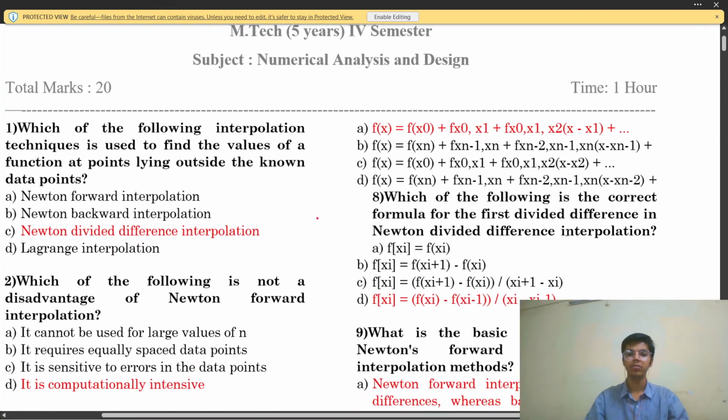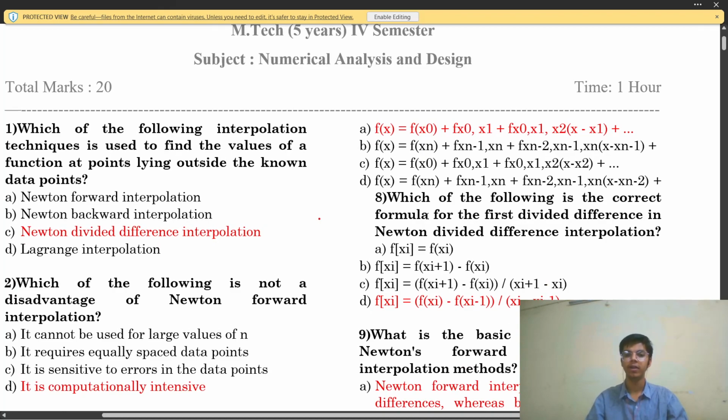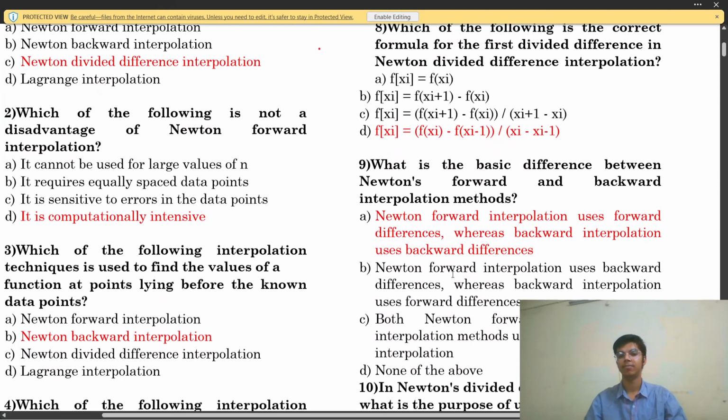Now for eighth question, which of the following is the correct value for the first divided difference in Newton divided difference interpolation? So the options are A, f[xi] is equal to f(xi), B, f[xi] is equal to f(xi plus 1) minus f(xi), C, f[xi] is equal to f(xi plus 1) minus f(xi) divided by xi plus 1 minus xi, and D is f[xi] is equal to f(xi) minus f(xi minus 1) divided by xi minus xi minus 1. So the correct answer is D.